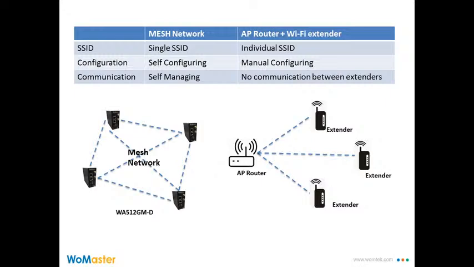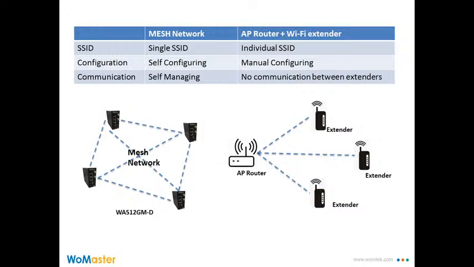There is a comparison table between the mesh and the AP client architecture. Mesh just needed one SSID. It can do the configuration and the management of the network by itself. Users don't need to do it manually. Moreover, each node can coordinate with each other, not like the standard AP architecture. So we can see ease is the major difference.